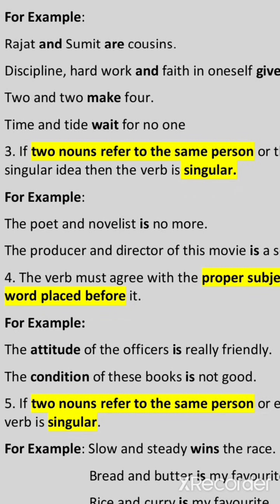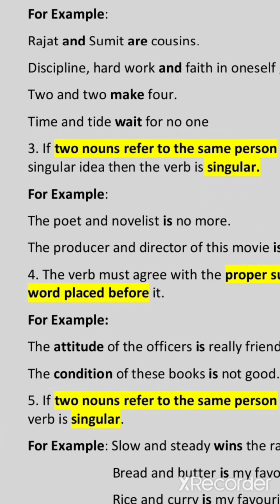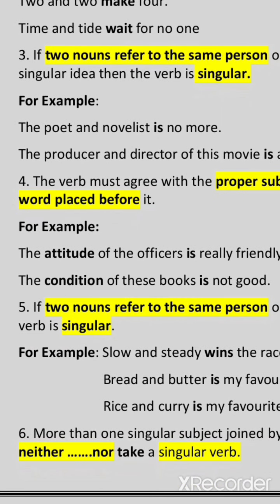Now the third rule: if two nouns refer to the same person or the thing or express a singular idea, then the verb is singular. When two nouns are referring to the same thing, then we use a singular verb because they both are referring to the same person. For example, the poet and novelist is no more. See children, here look at this example very carefully. The poet and novelist, the same person is the poet and the same person is the novelist, so a singular verb is used.